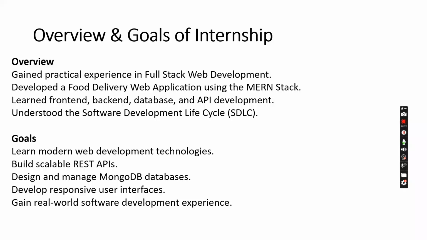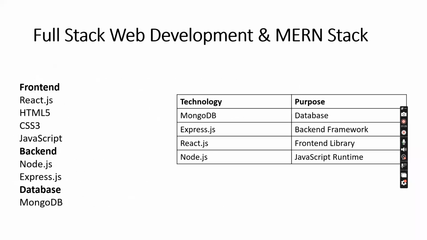Along with the technical skills, I also learned debugging techniques, project organization, and how different technologies work together in a professional application. Now, full stack development consists of both front end and back end, along with the database. The front end consists of React.js, HTML5, CSS, and JavaScript, while the back end contains Node.js and Express.js, while the database we'll be using is NoSQL, that is MongoDB.